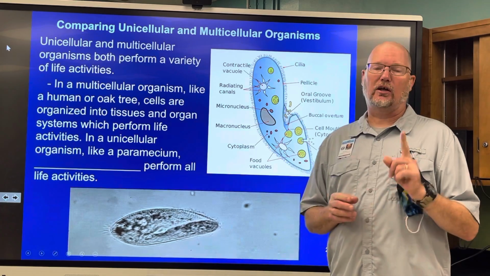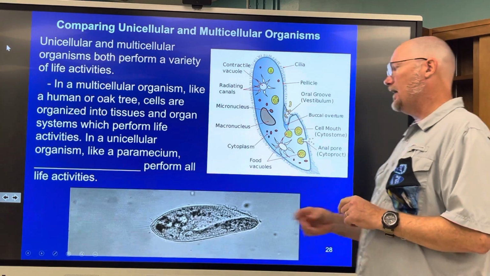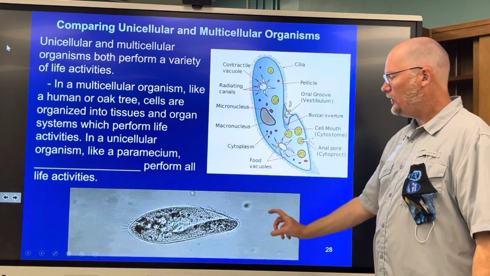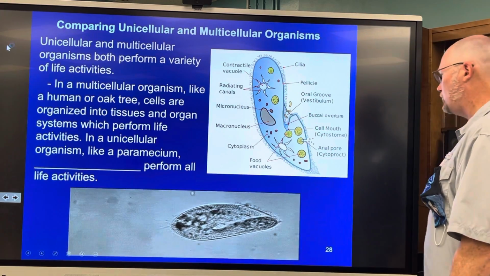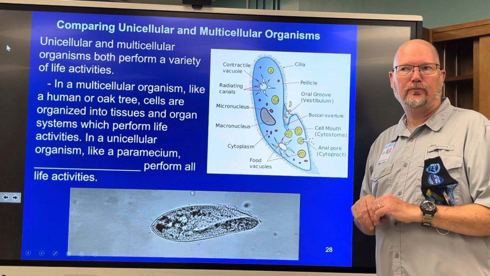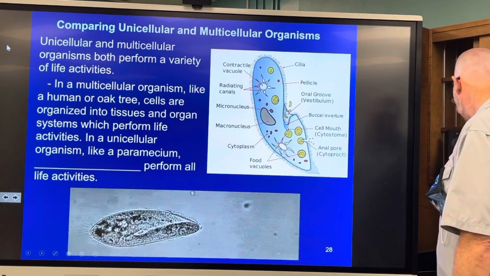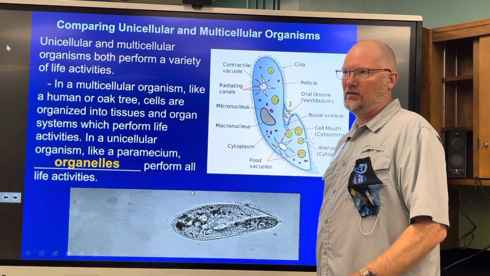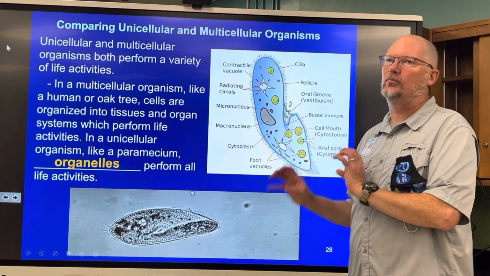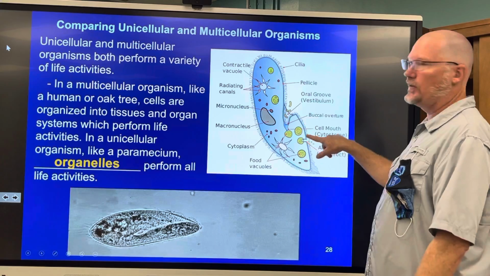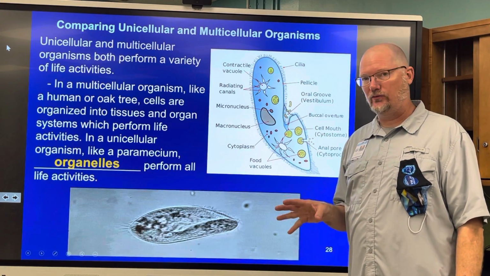In a unicellular organism, like this paramecium here, this is a diagram of one. This is an actual paramecium swimming using those little oars called cilia to propel itself through the water. Organelles perform all the activities. They don't have organ systems like a multicellular organism. All of these things are their organs, and this is their whole life.